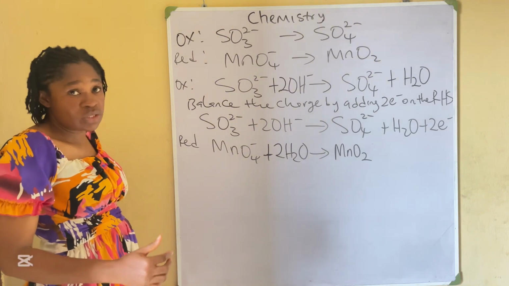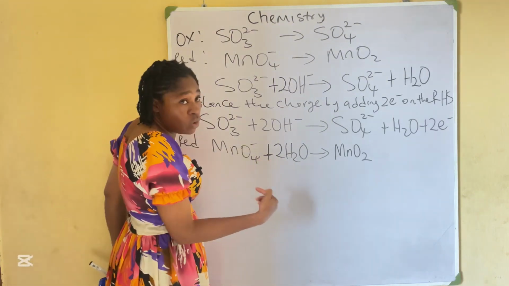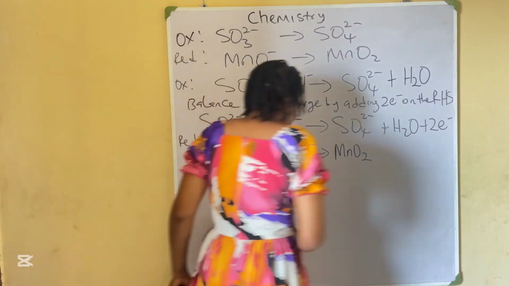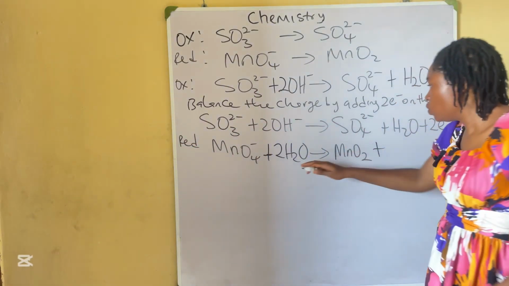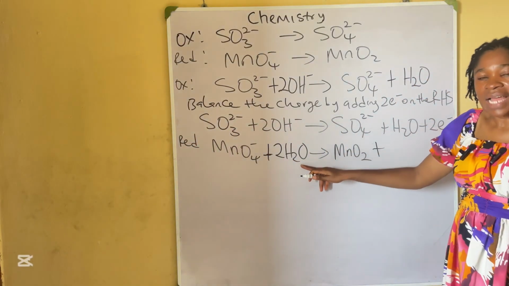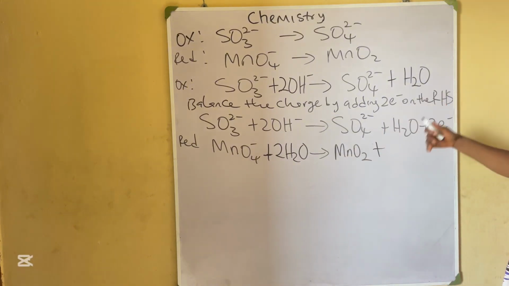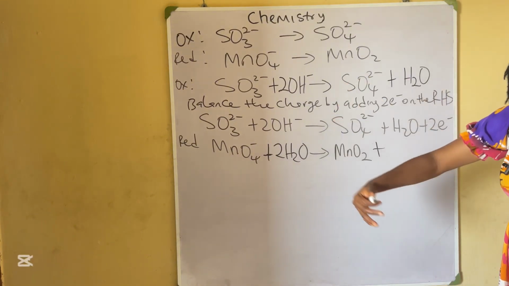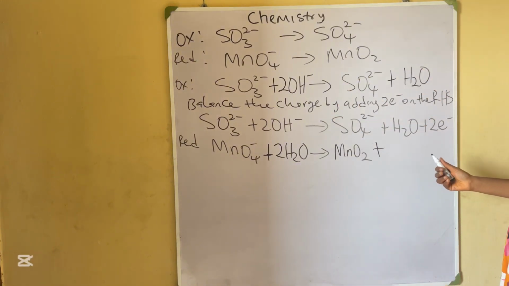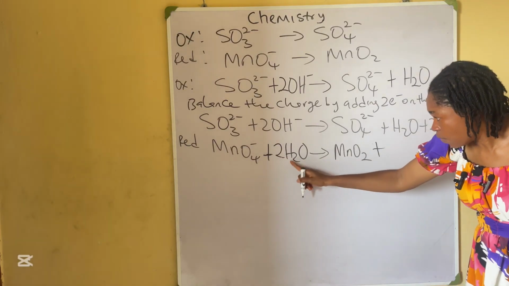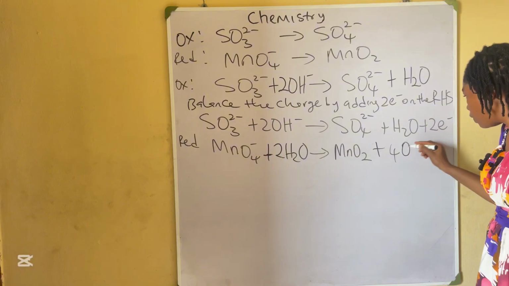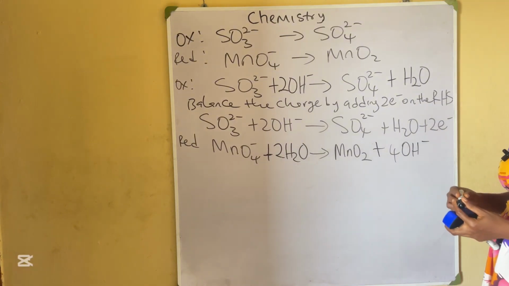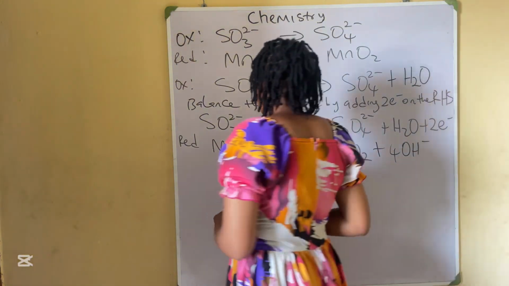I'm going to balance what? The hydrogen atom by adding what? Hydroxide ion. So remember, if you have 2 moles of water, hydroxide ion will be what? 4 moles. If you have 3 moles of water, hydroxide ion will be what? 6 what? Moles of hydroxide ion. So 2 times 2, that's 4 hydroxide ion.